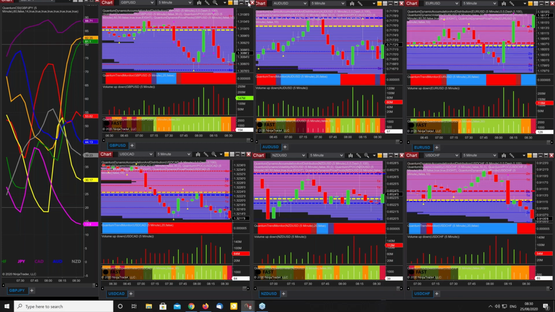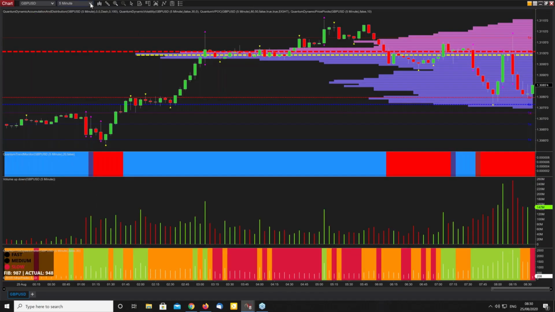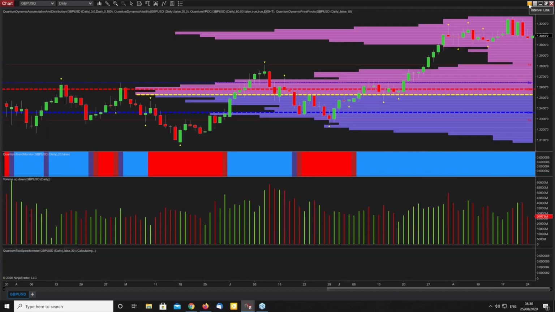But the one I actually want to show you is the chart of the daily, because it is quite interesting at the moment. So let's just change this over to daily. They'll all change because this little symbol up here is an interval link, so all the other charts in that particular profile or workspace will change also. And what's interesting about cable right now is the weakness that is now appearing on this particular time frame.